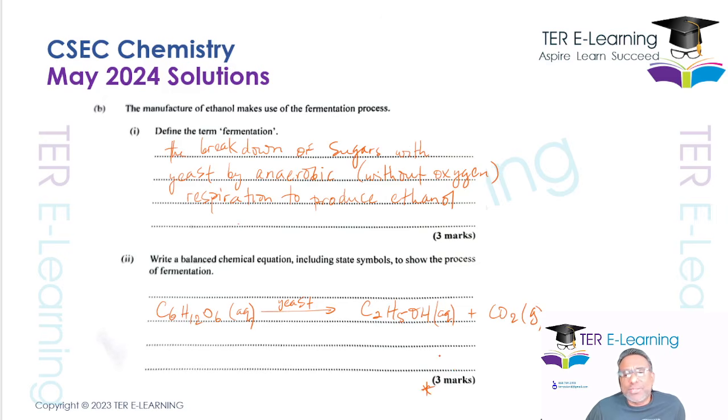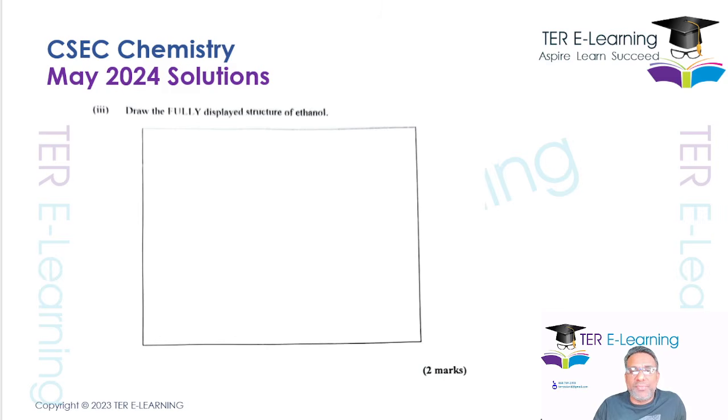The equation is not balanced. So if we put a 2 here, and let me put a 2 here and see what happens. So 6 carbon on the left, we have 2 2s are 4 and 2 is 6 on the right. We have 12 hydrogen on the left. We have 5 2s are 10 and 2 is 12. 6 oxygen on the left. We have 2 and 2 2s are 4, we have 6. So this is my balanced chemical equation for the fermentation process. The next part here, draw a fully displayed structure of ethanol. So ethanol is 2 carbons.